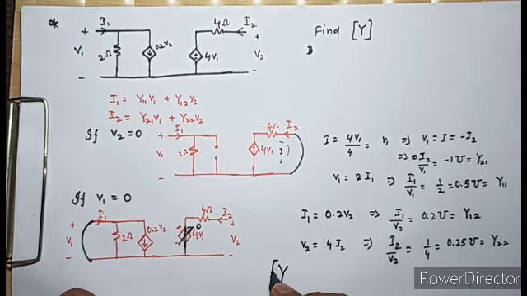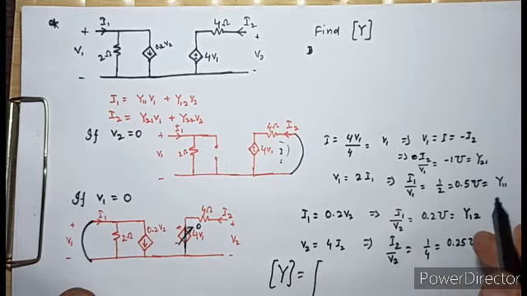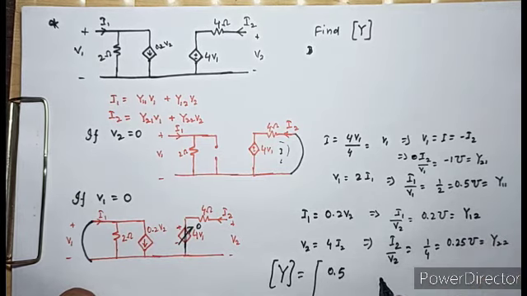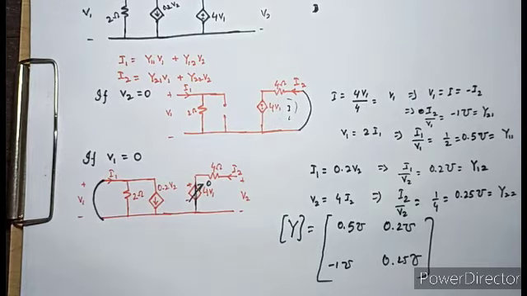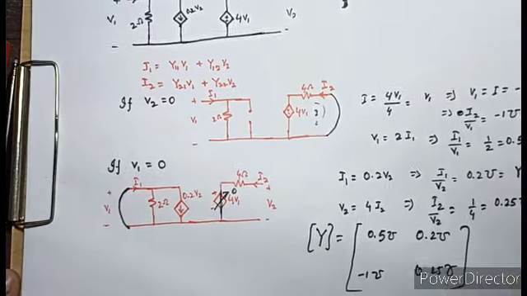So our Y matrix is what? Y11 0.5, Y12 0.2, Y21 -1, and Y22 is 0.25. This is our Y matrix. Clear? Let's take another example.